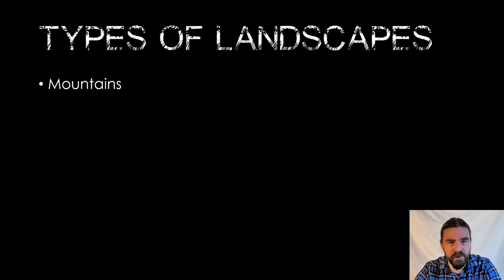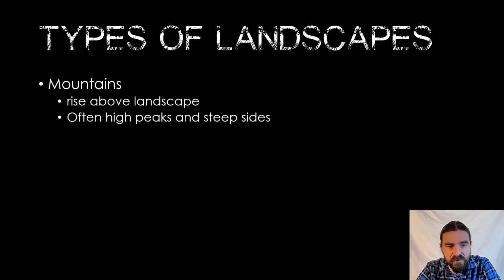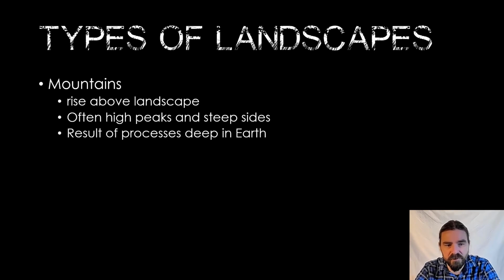Right, types of landscapes. The first one, and this is all stuff you're taking down as notes, yep. I've tried to make it as short as I possibly can because I know that you hate writing lots and lots of notes. Here we go. Mountains. They rise above the landscape. There are often high peaks and steep sides to those mountains, and they're the result of processes deep in the earth. Tectonic plates, to be specific. Remember, pause this video to get all those notes down. I'm going to go through it quicker than you'd be able to write it down.